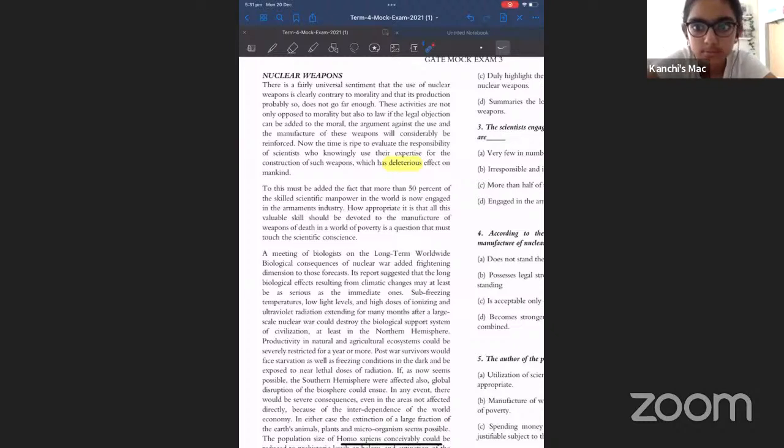It could also mean something related to deleting or getting rid of. Yeah, exactly. So in this sentence, it says now is a time to evaluate the responsibility of scientists who knowingly use their expertise for the construction of such weapons with deleterious effects on mankind. In simple English, it's time to think about what the scientists who knowingly used their brains to make weapons which have deleterious effects on mankind.